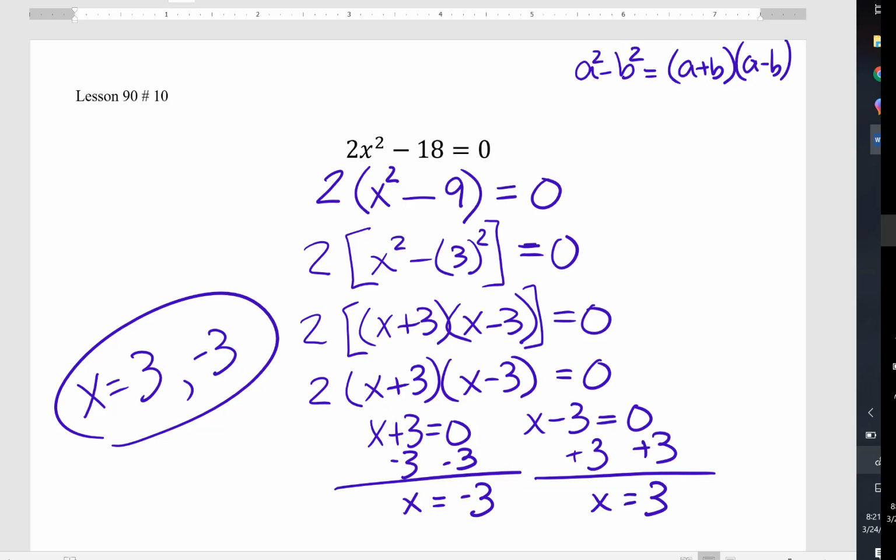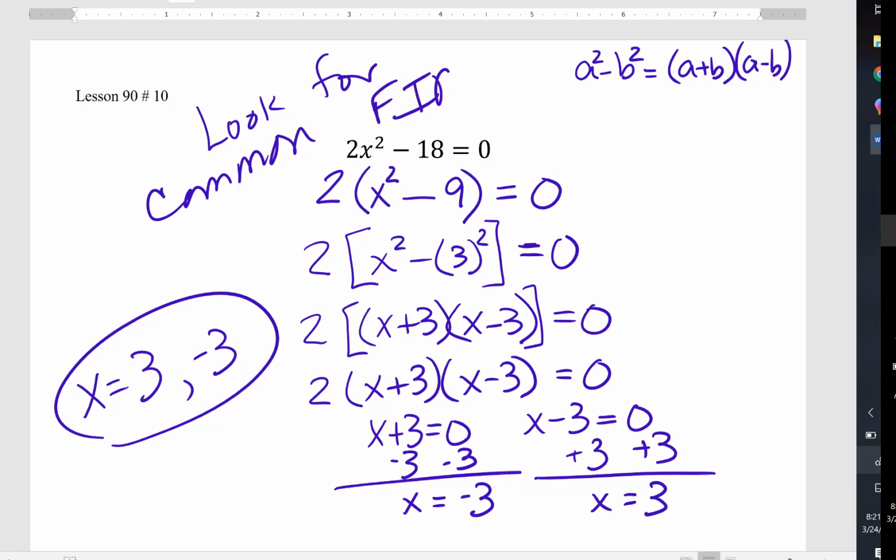So remember, whenever you factor any kind of expression or equation, always look for a common factor. Look for a common factor first. Look at each term and see if they have a common factor, a number that divides evenly into both of them. Factor that out first and then finish factoring.